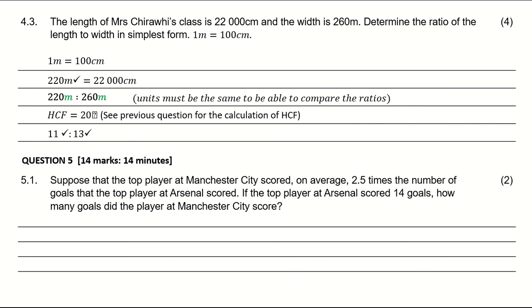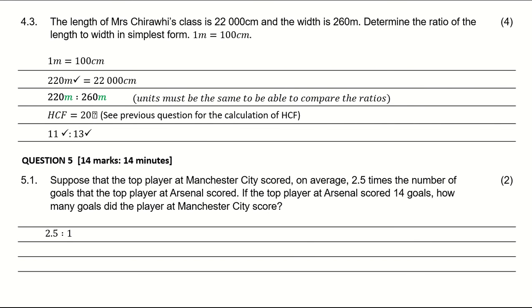Now, question 5, 14 marks, 14 minutes. Suppose that the top player at Manchester City scored on average 2.5 times the number of goals that the top player at Arsenal scored. If the top player at Arsenal scored 14 goals, how many goals did the player at Manchester City score? What we know is that the top player at Man City, when you compare it to the top player at Arsenal, will be 2.5 is to 1.